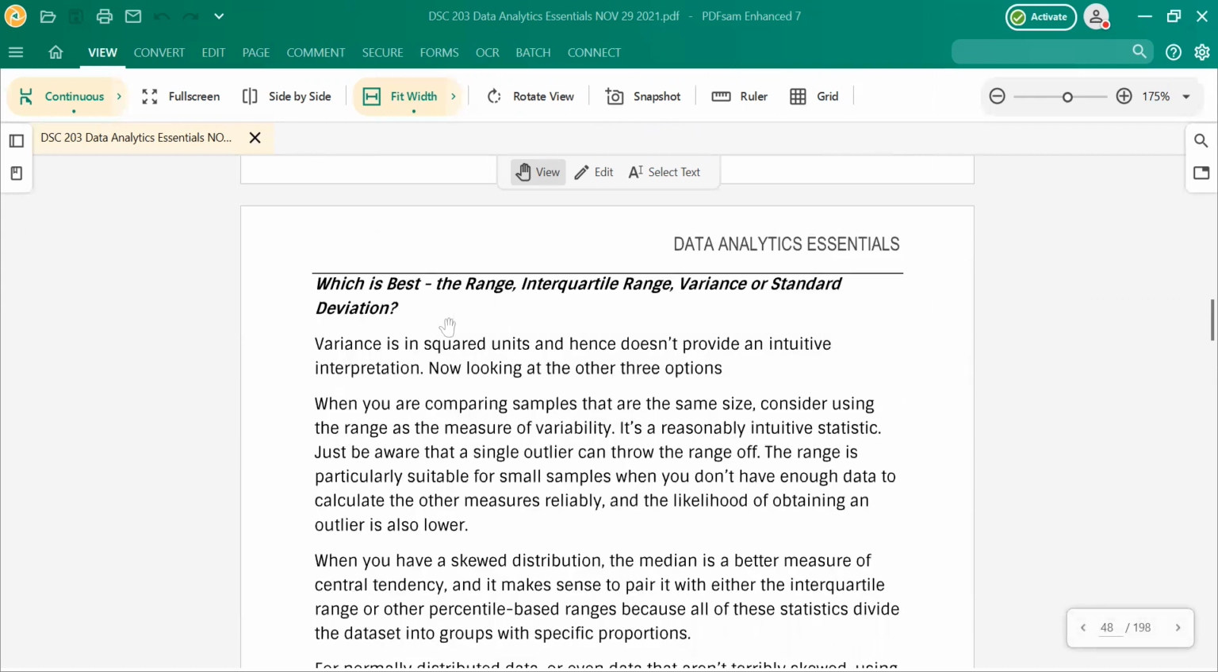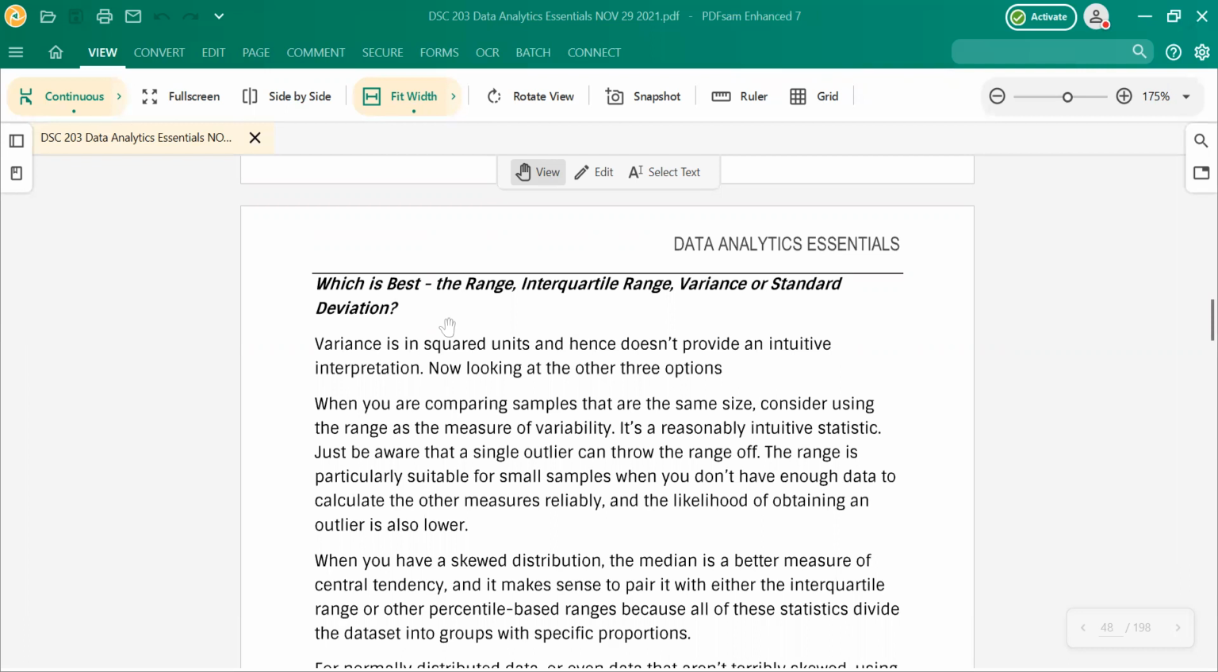Now you tell me, here we have seen how many metrics? We have seen range, IQR, interquartile range, variance, and standard deviation. Which do you think is best? Which will give us more result?